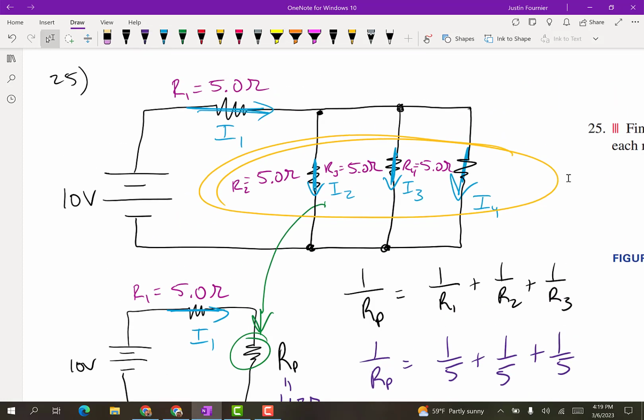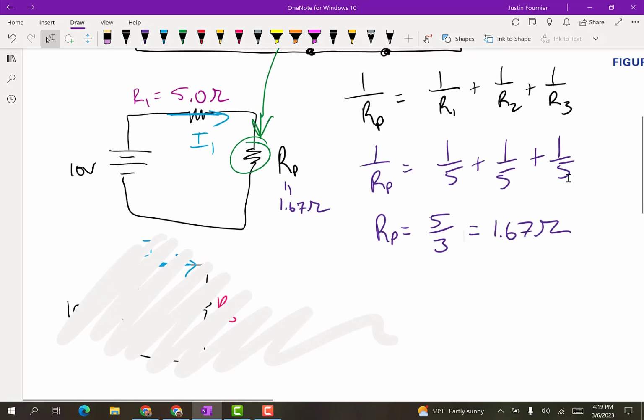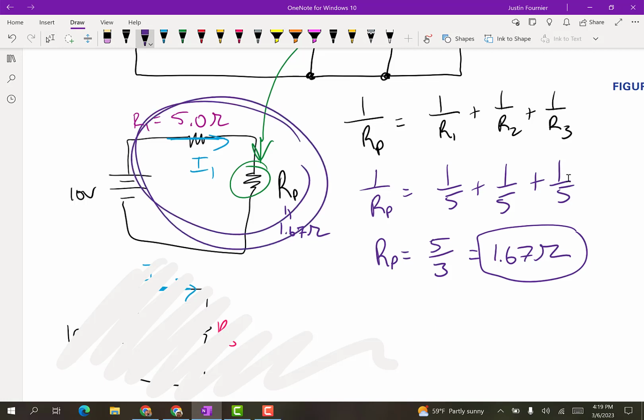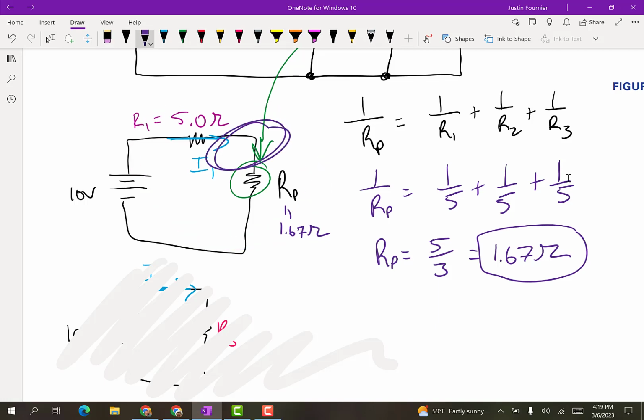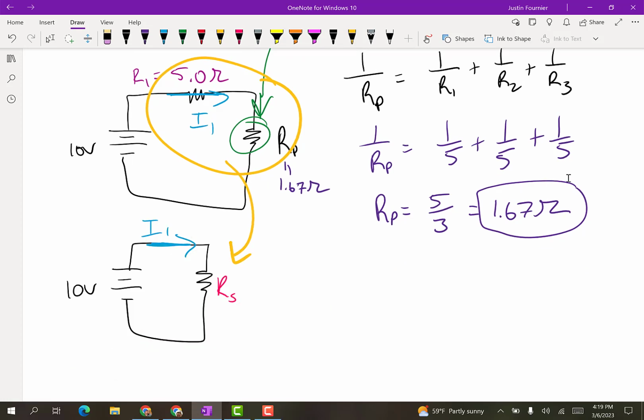And my method, by the way, is that I'm trying to collapse this all into the simplest circuit possible, find out the current going through the battery using Ohm's law, and then extrapolate back out to figure out what everything else is. So right now I know RP is 1.67 ohms, but then I still have two resistors here, and they seem to share the same wire. So I'm going to say that they're in series with each other, and I'm going to collapse this into the simplest circuit possible.